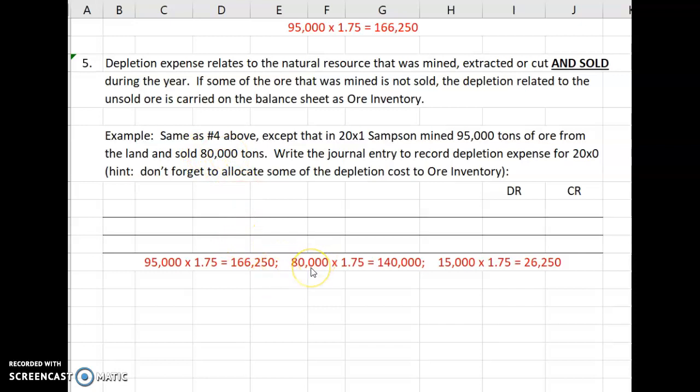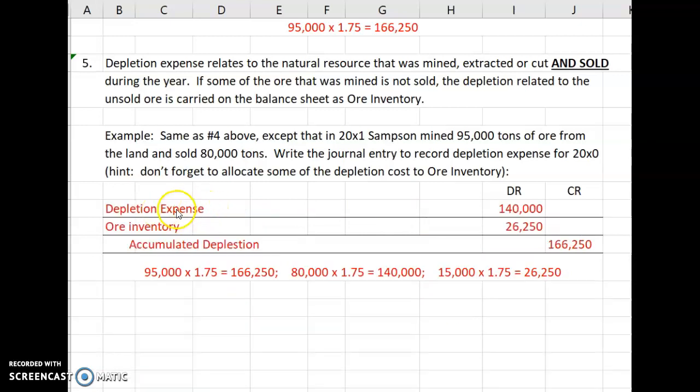So depletion expense is going to be 80,000 tons sold times $1.75 per ton for $140,000. And the inventory of ore is going to be the 15,000 tons of ore that they mined but did not sell times $1.75, which will equal $26,250. So debit inventory of ore, debit depletion expense, credit accumulated depletion. Please pause your video, write that journal entry, and come back and check your answer.